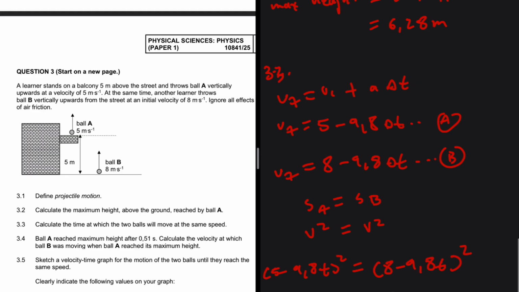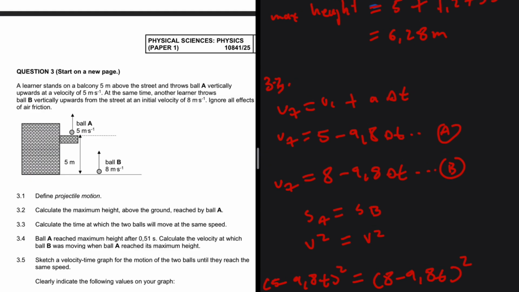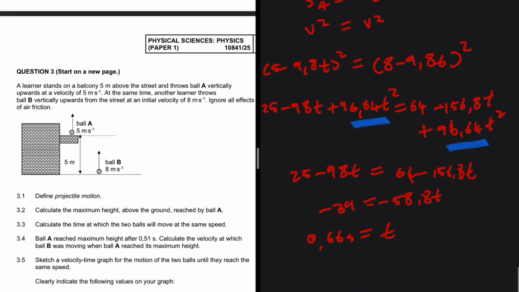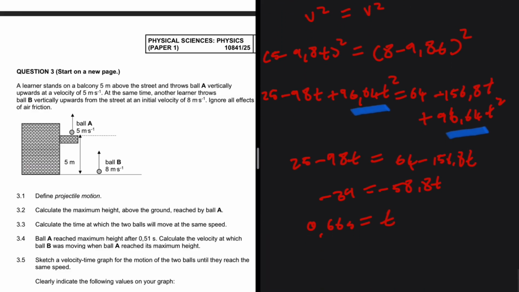So what you want to do, you want to substitute 0.66 in this equation and this equation and see if you don't get the same answer. You are supposed to get the same answer. Let me know which answer you get in the comment section.